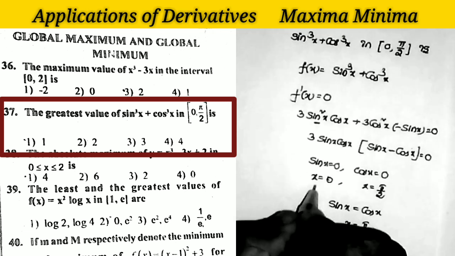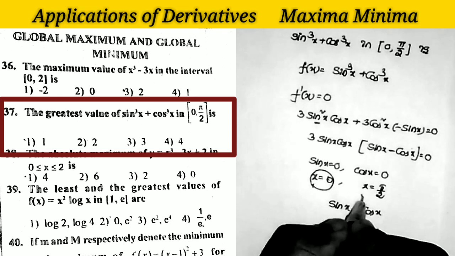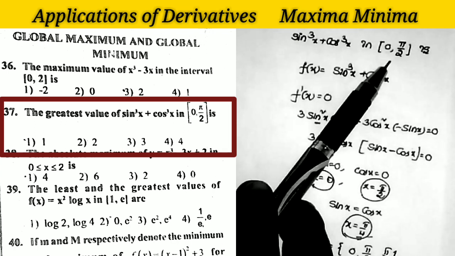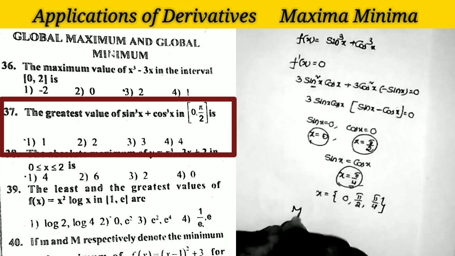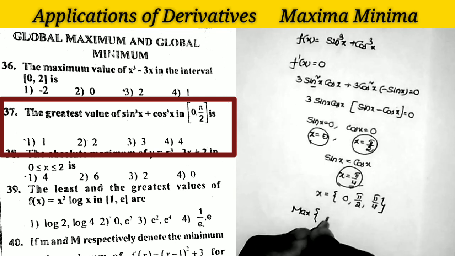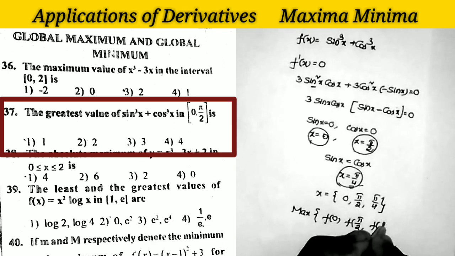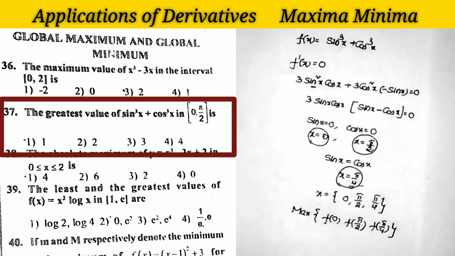Okay. Now these are the x values. What we get here? x is equal to 0, x is equal to pi by 2, x is equal to pi by 4. Therefore, the x values are 0, pi by 2, pi by 4. Already in the interval also we have the values 0, pi by 2. Now what is the maximum value? Maximum value is nothing but maximum of f of 0 and f of pi by 2 and f of pi by 4. Okay. That is, to get the maximum value we have to replace these values in the given question.